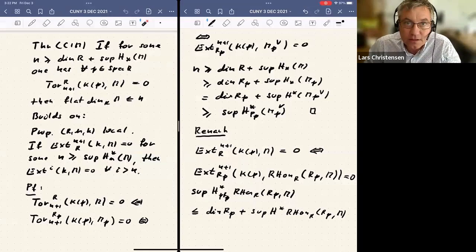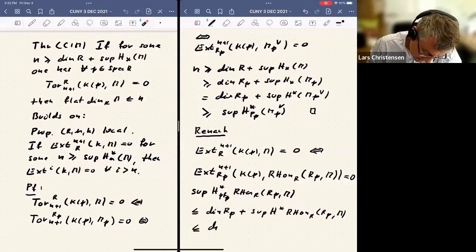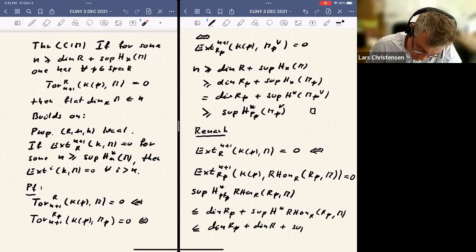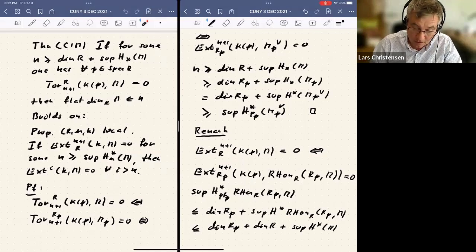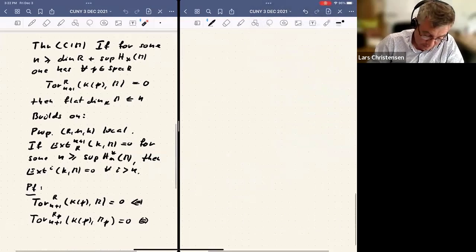I know that Rp is a flat module, and so if the ring has finite Krull dimension, then at least an upper bound for the projective dimension of a flat module is still the Krull dimension. So this means that I can say that this is at most the dimension of Rp plus the dimension of R plus the cohomological supremum of the complex itself. So, I mean, there's sort of no arguing with that.